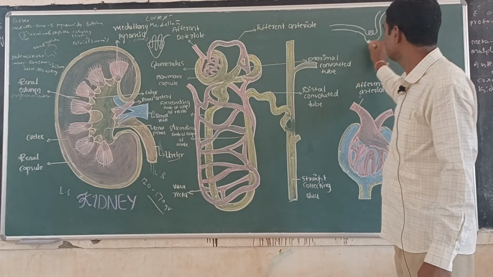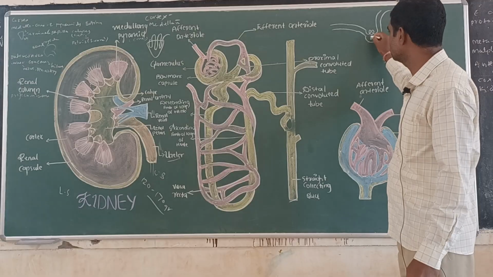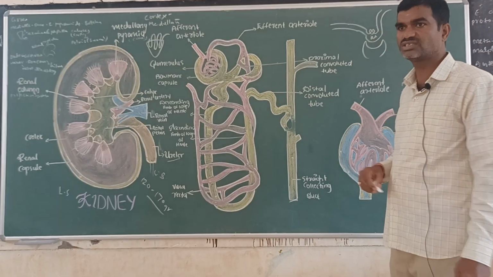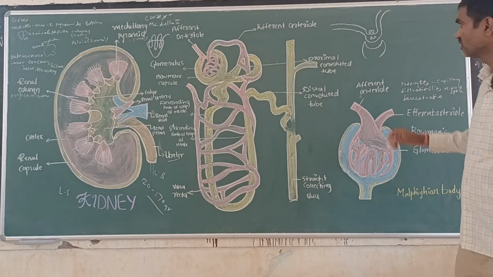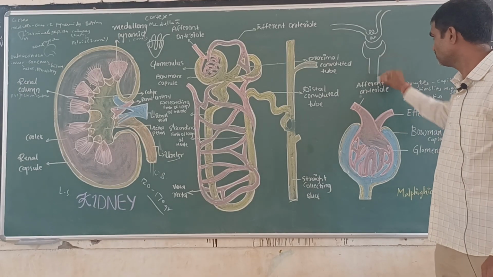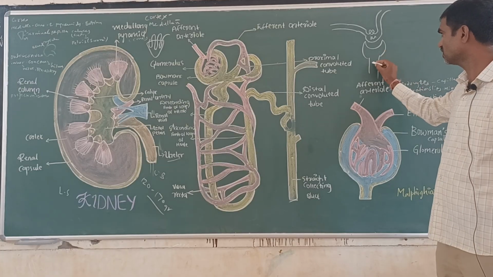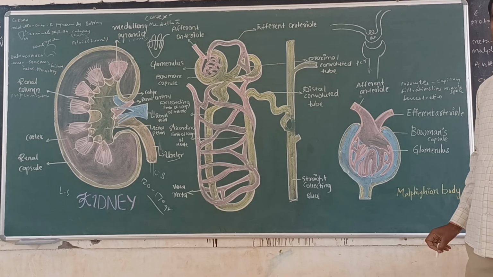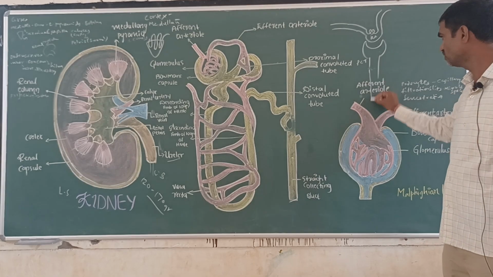Glomerulus. Okay, this is called glomerulus. And next one, this is called a Bowman's capsule. Okay, and the neck region of that Bowman's capsule is called PCT, which means proximal convoluted tubule. PCT means proximal convoluted tubule.